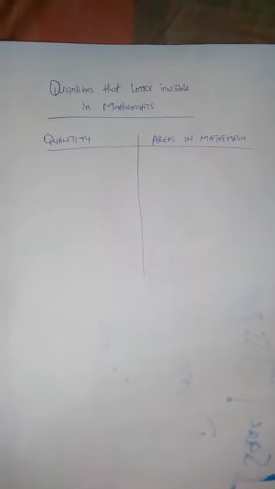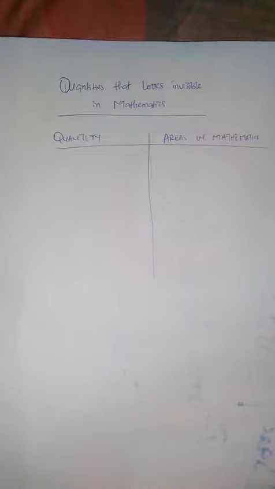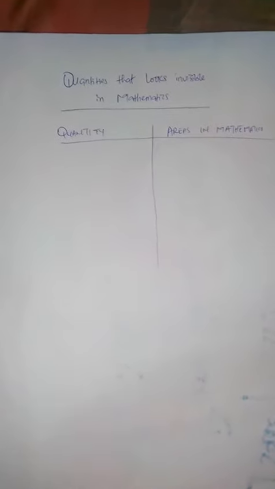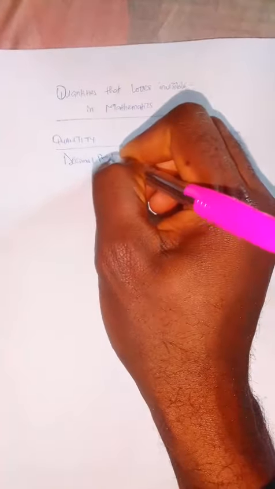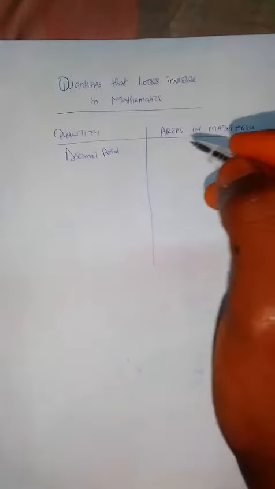Okay, quickly we're looking at quantities that look invisible in mathematics. What quantities look invisible, as though they don't appear, but they are actually there in mathematics? Number one is the decimal point. Which area in mathematics?